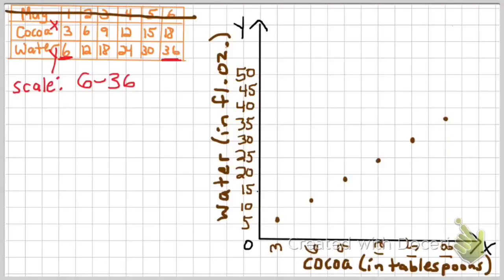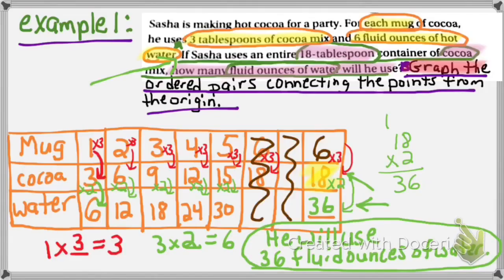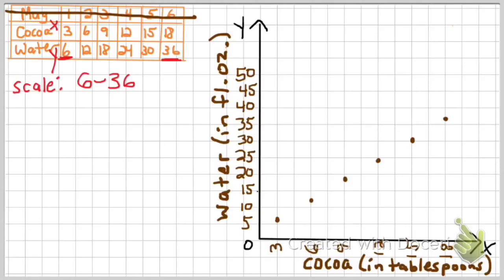So I've plotted all of my data points, and let's go back to the question and make sure I'm doing exactly what it's asking me. And that Part B question said, graph the ordered pairs, connecting the points from the origin. So I've graphed them, and I need to connect the points from the origin. The only time I start at the origin is if the directions tell me to, and this does make sense here because for 0 mugs of hot cocoa, I would use 0 tablespoons of hot cocoa and 0 ounces of water. So therefore it does make sense to start at the 0.